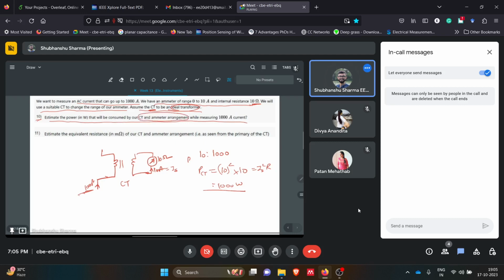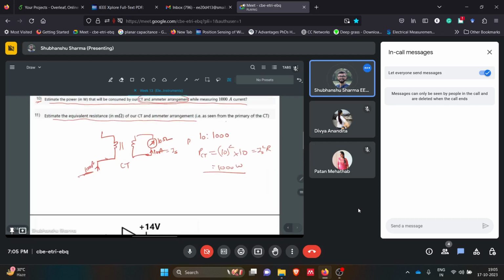Now the next question: estimate the equivalent resistance of the CT and ammeter arrangement based on the primary. I think you have been told about this in this lecture and in this course also. If you have to convert something from secondary to primary, the basic approach is to use the turns ratio, and by using that you can calculate the equivalent resistance on the primary side.